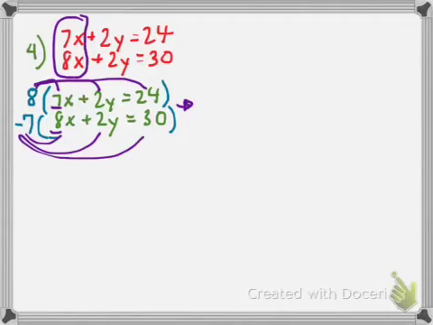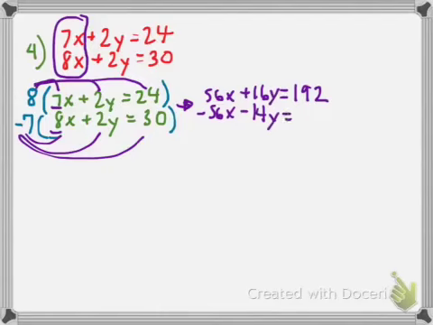So when I work it out, I know for my top equation, 8 times 7x is 56x. 8 times 2y is 16y. And then 8 times 24 is 192. And then for my bottom equation, negative 7 times 8x is negative 56x. Negative 7 times 2y is negative 14y. Oh, forgot my y. Keep my equal sign, and then negative 7 times 30 is negative 210.